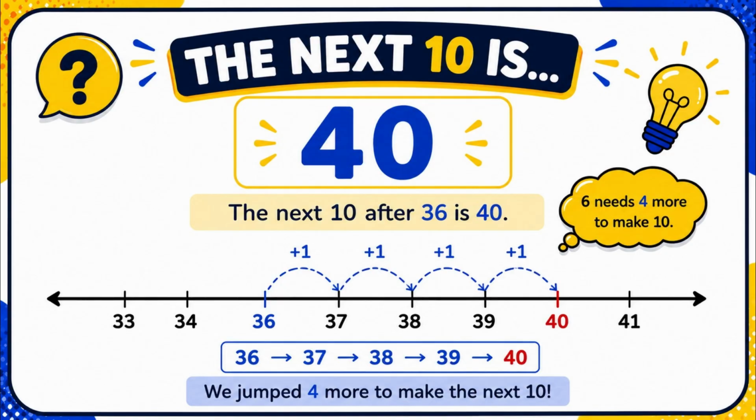We added 4 more ones to 6 to make 10. And on our number line, we made 4 jumps to make 10. So 6 needs 4 more to make 10. The next 10 after 36 is 40. If you got it right, that is fantastic.